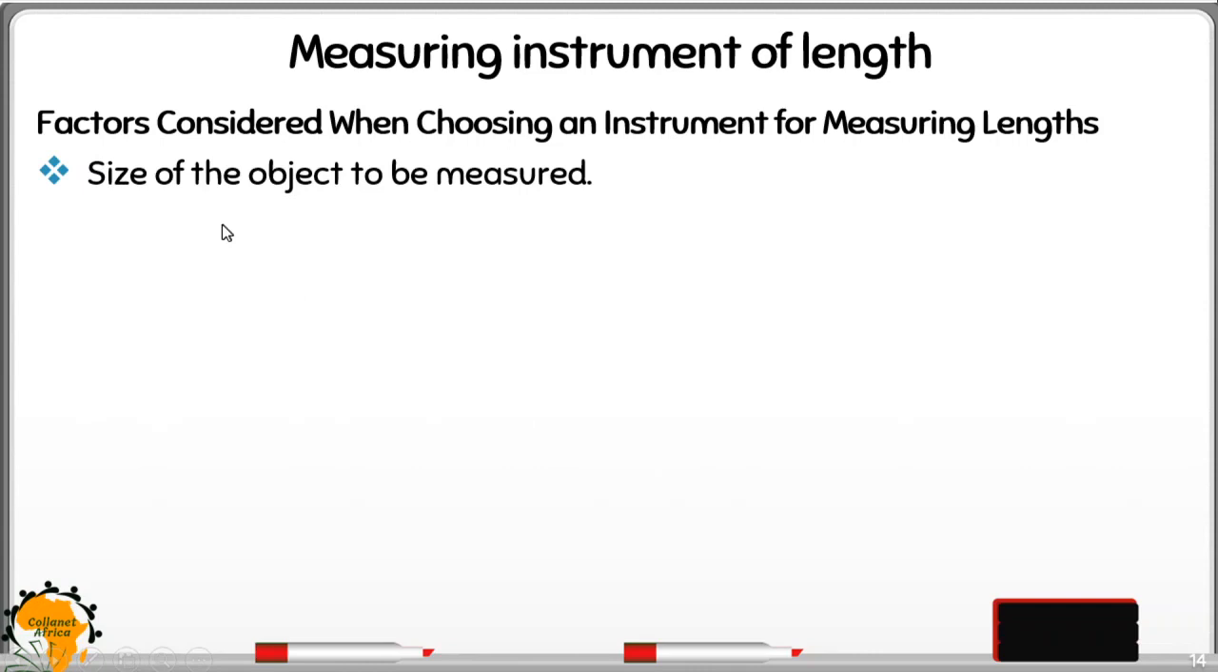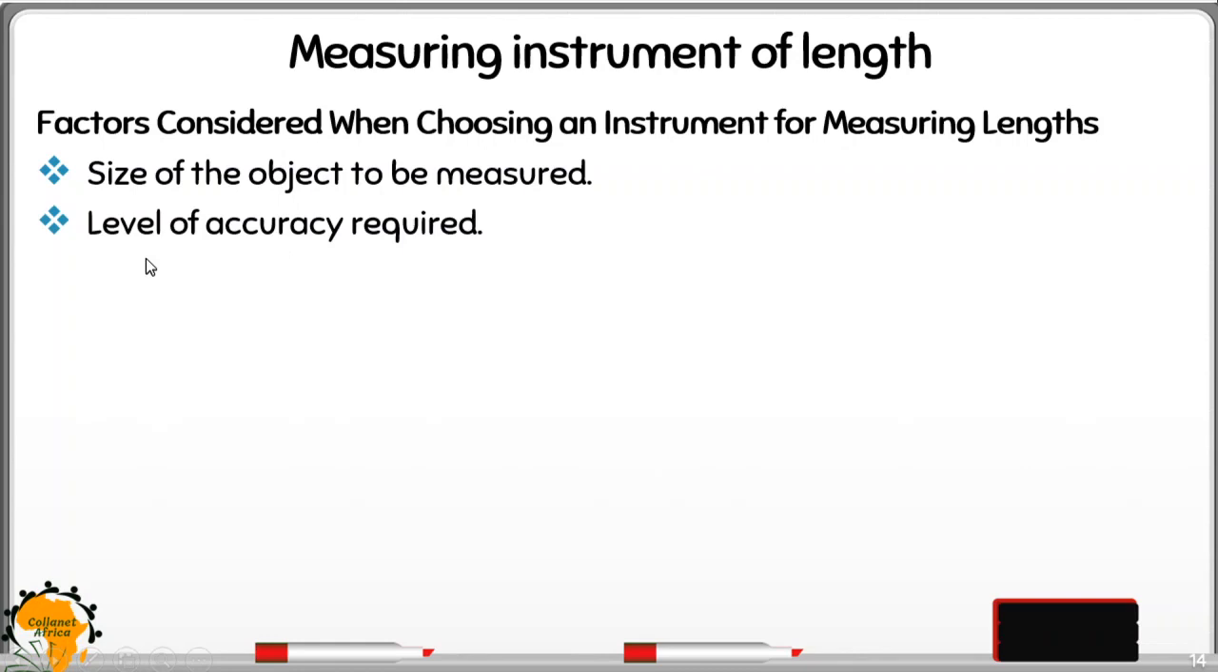One of the factors is that you have to consider the size of the object. For instance, if you are measuring the thickness of a wire, you don't need to go looking for a tape measure. We have said that if you want to measure those small distances, there are instruments like vernier calipers and micrometer screw gauge. So the size of the object determines the choice of your instrument.